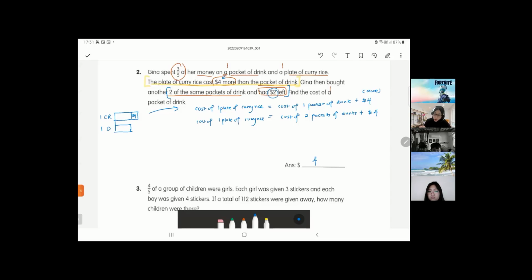Now I'm going to draw the proper model. Let's draw the money that she has. She spent 3/5, right? I draw 5 parts: 1, 2, 3, 4, 5, like this. She spent 3/5 of her money on a packet of drink and a curry rice. So the first portion there, I'm going to put 2 drinks plus my $4.